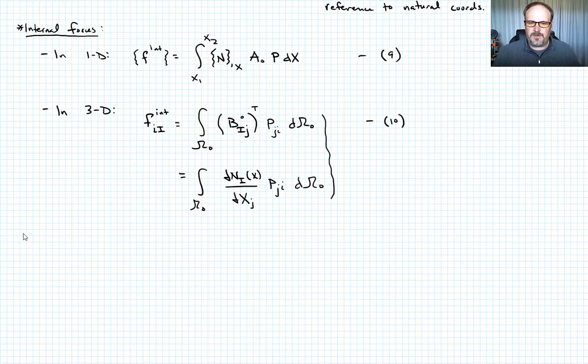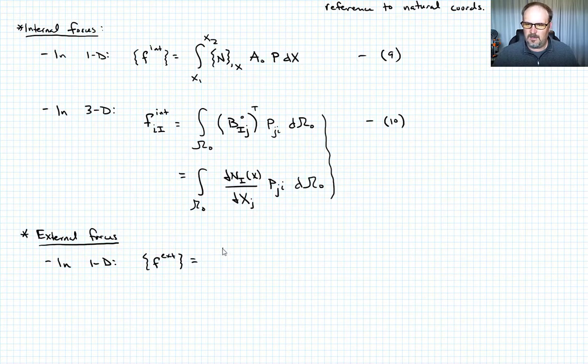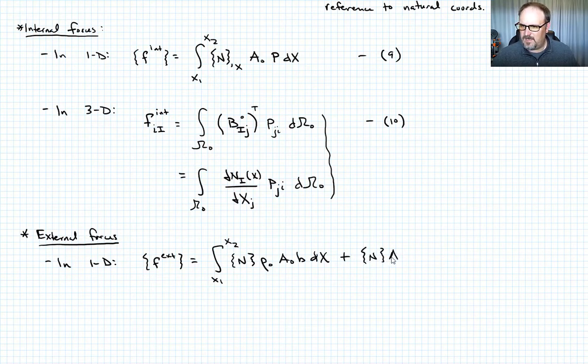Okay, how about external forces? In 1D, our external force vector looked like the integral from x1 to x2 of our interpolation function vector N times rho naught A naught b dx, plus N, that vector, times A naught times P evaluated on the boundary where traction is applied. Okay, let's call that equation 11.